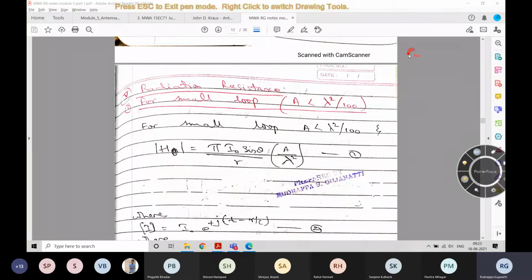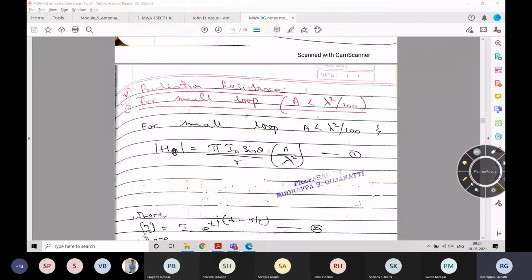Previously I mentioned that if C by lambda is less than pi, you classify it as a small loop. There is another condition you can use: if the area of the loop is less than lambda square by 100, this also classifies the loop as a small loop. If both these conditions fail, then we classify it as a large loop.